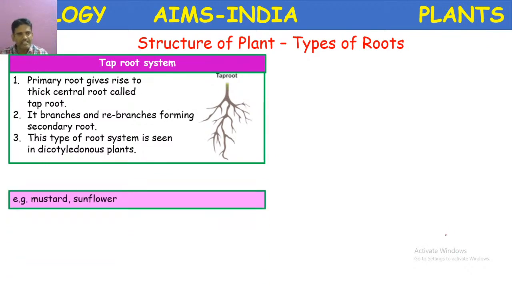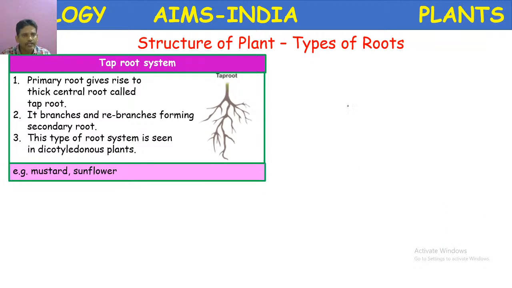So let us see some examples. Here in the taproot system, the main root or primary root, and these are the secondary roots or root branches. Then mustard, sunflower, and so many examples are there.